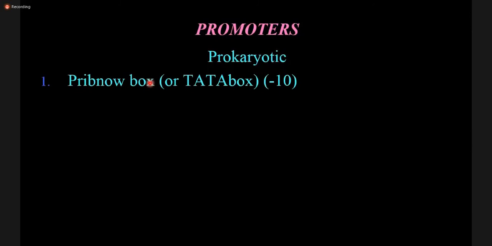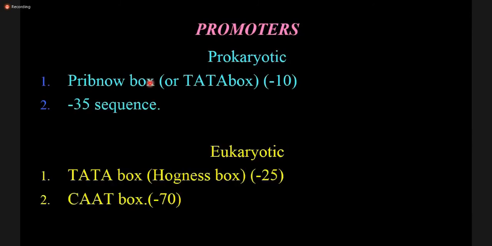promoter regions are there. In prokaryotes we have different promoter regions. In eukaryotes we have different promoter regions. In prokaryotes we have the Pribnow box, which is present at the -10 region, whereas we have the -35 sequence. They are consensus sequences and they work along with each other. So both the promoter regions are required for the functioning of the promoter, the Pribnow box and the -35 sequence.